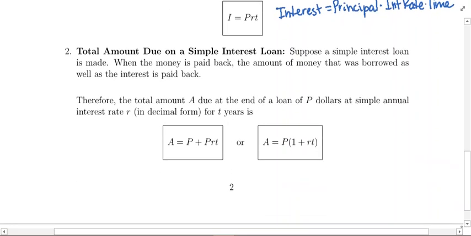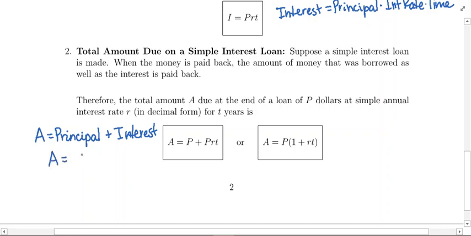So with this second formula, it is really intuitive. You almost don't even need a formula for it. Think about it this way. If you are dealing with any kind of loan, A is referring to the total amount that you're going to pay back. You're going to pay back the principal, which is how much you borrowed, plus any interest. That goes for any loan, not just a simple interest loan.